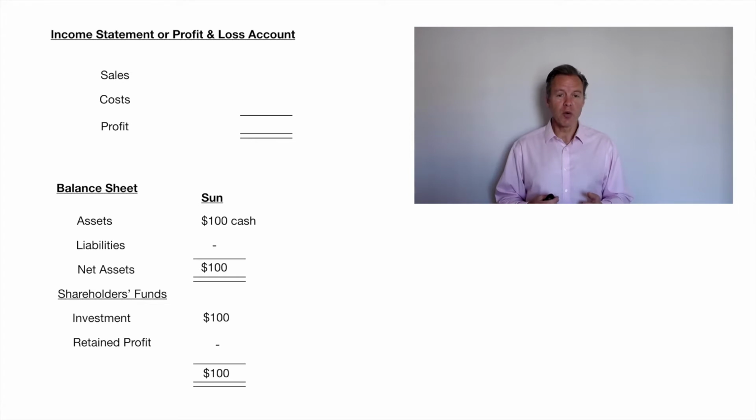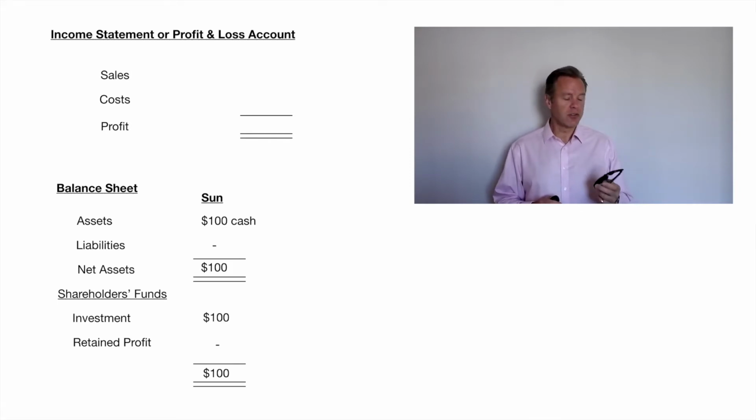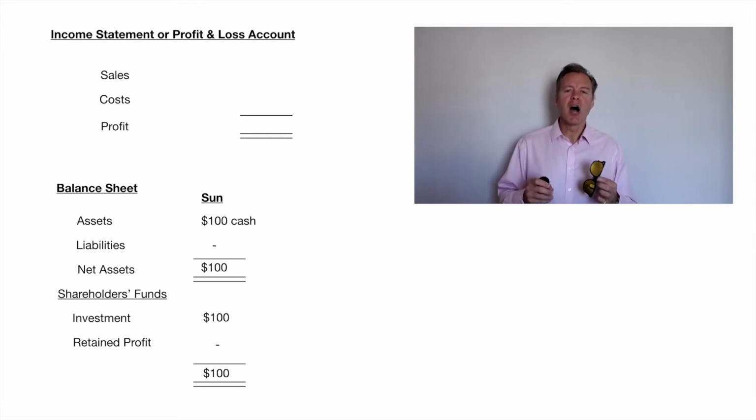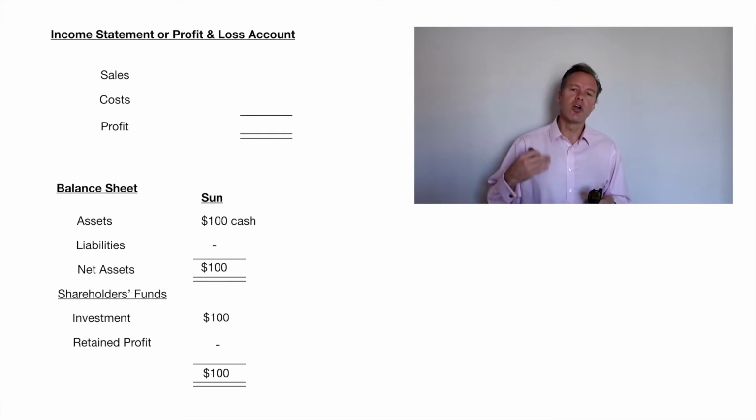So here we go. You and I take $100 cash, we head off down into town and we find a guy at a street market who is selling these sunglasses for $1 each. And we think there's money to be made. So we say we'd like to buy 100 pairs of sunglasses for $100. He says no problem. He hands me a bag of sunglasses and you hand over the cash.